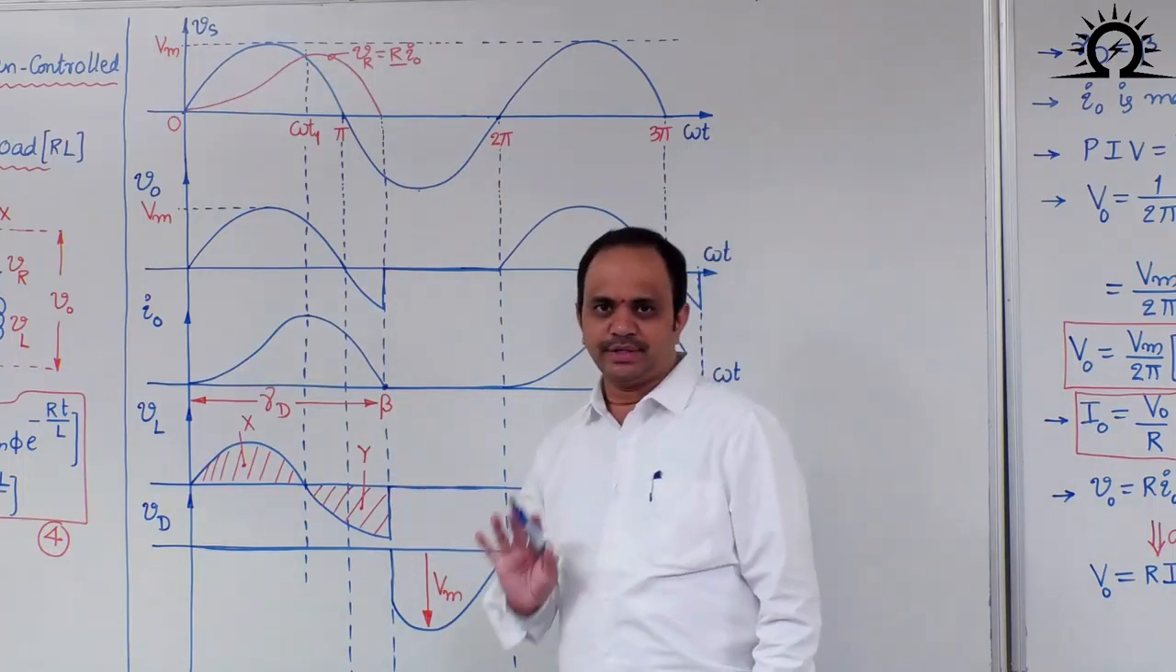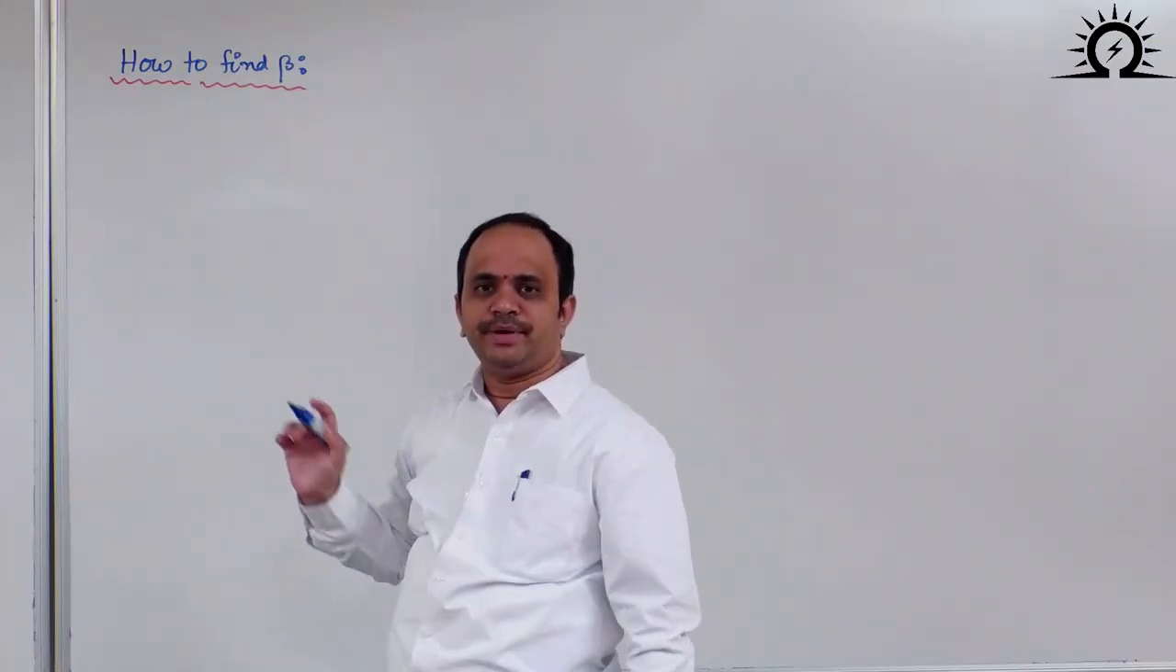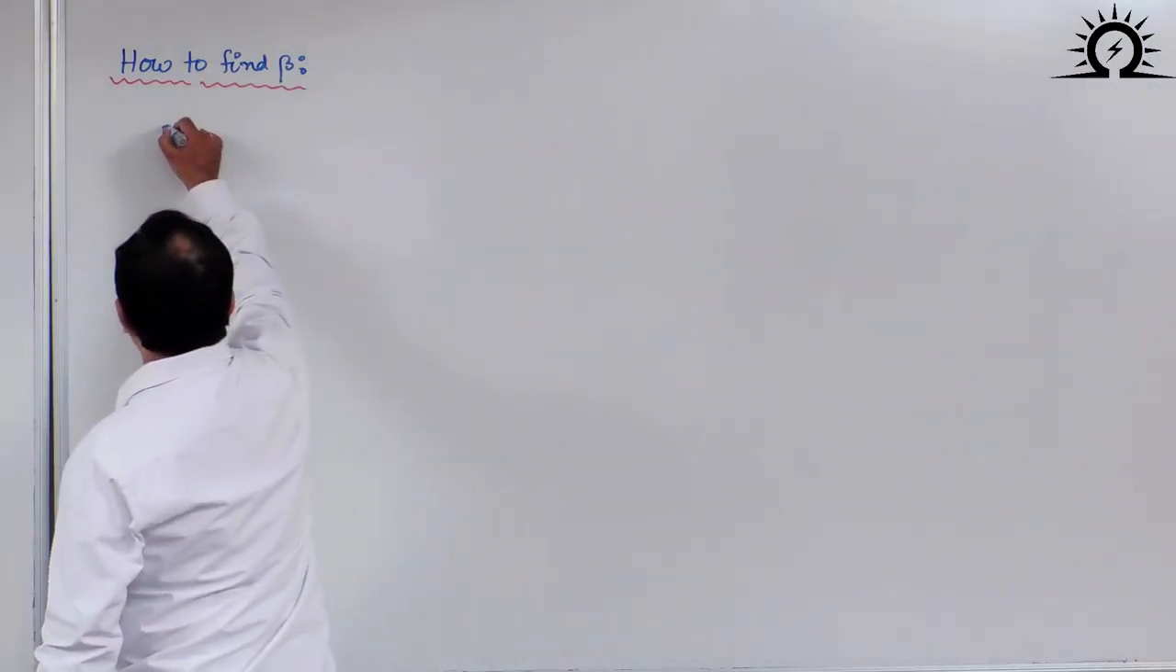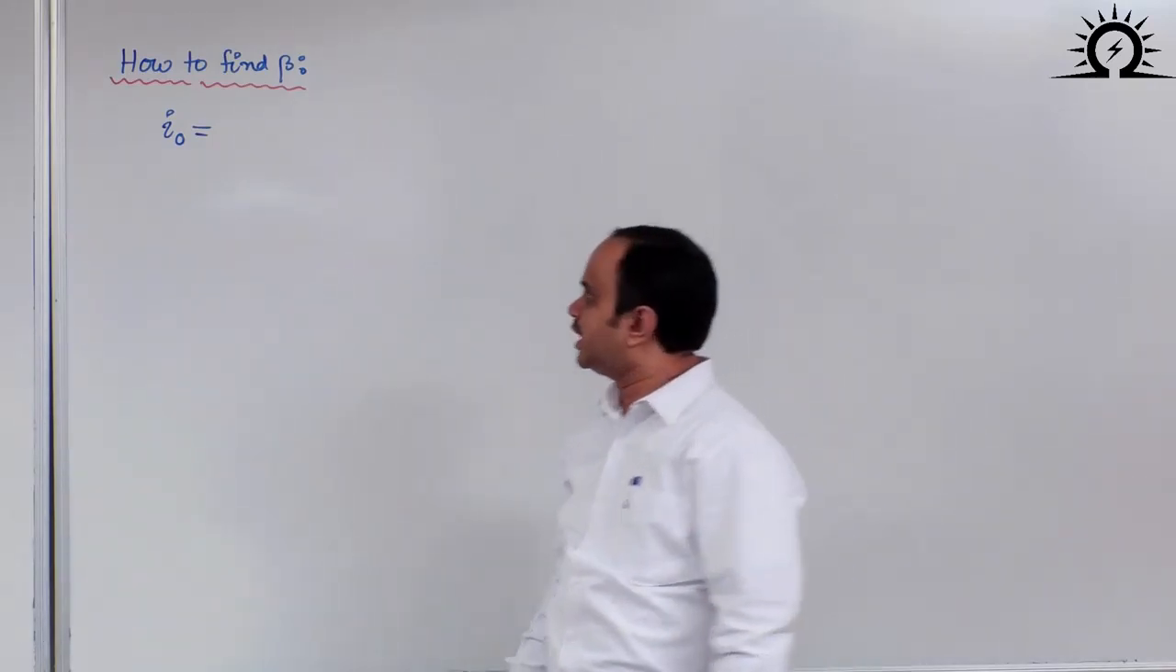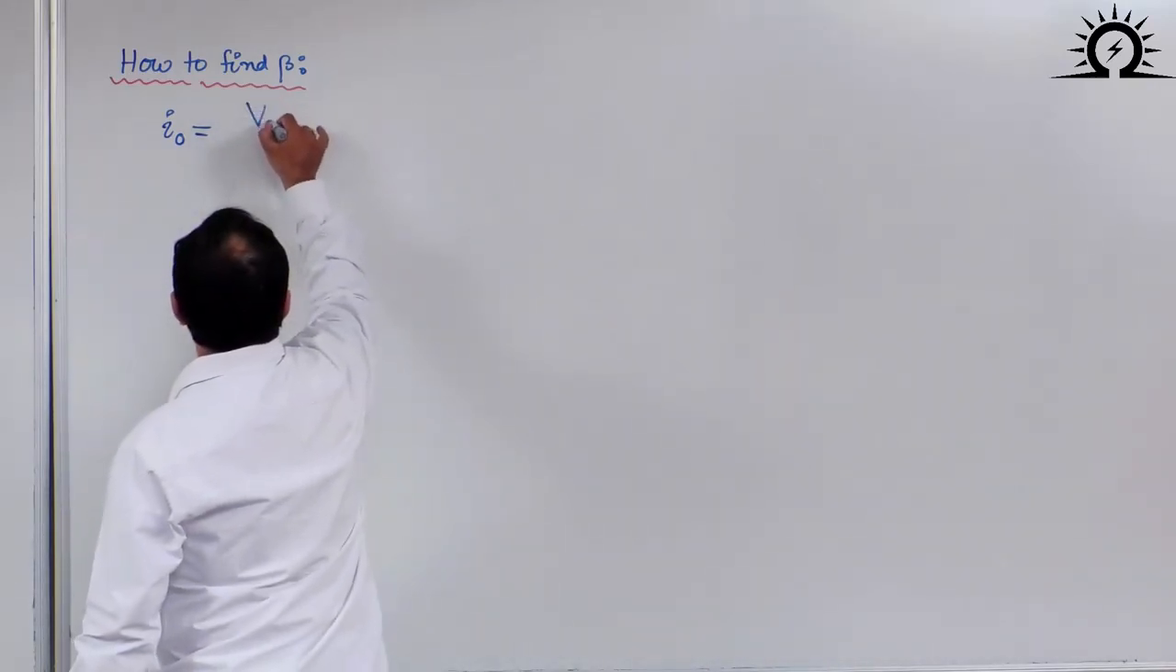Okay, let us see how it is. Now, how to find beta? First, what you have to do is take the output current equation. So what is that?